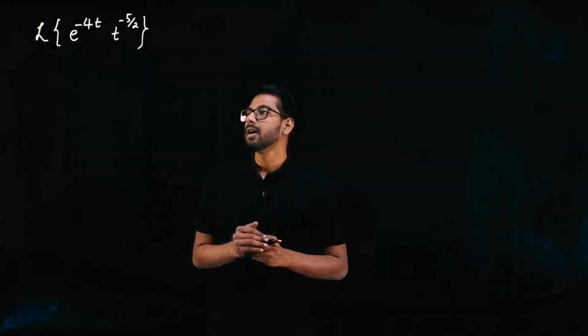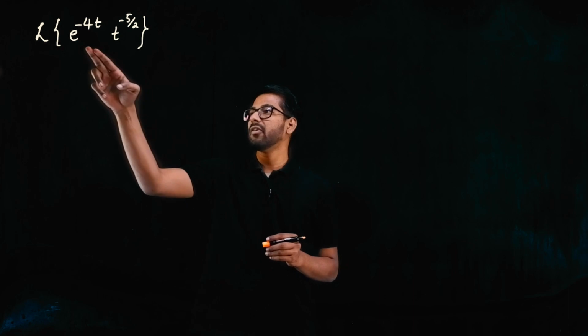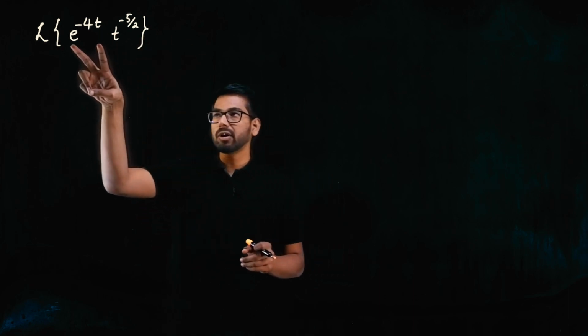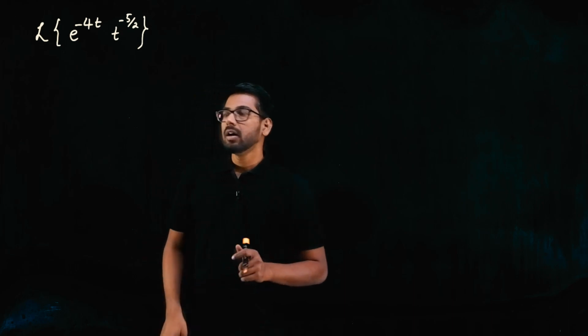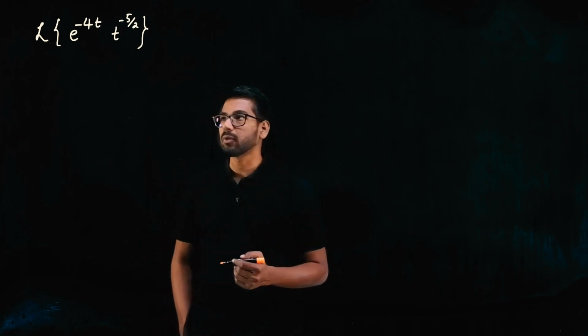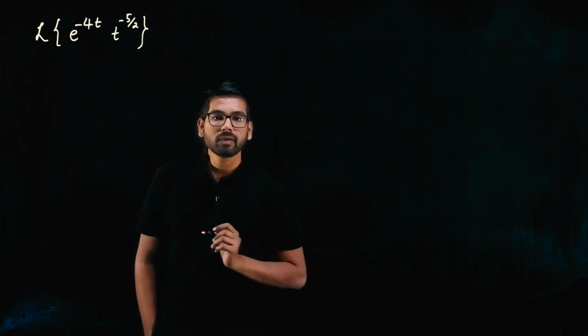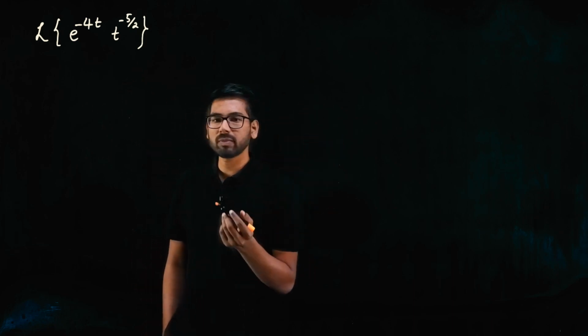Okay, so the question is, find the Laplace transform of e power minus 4t times t power minus 5 by 2. So we have a product of two functions of t here. So we need to use properties of Laplace transform, because we don't have anything similar to this in the table of Laplace transforms. So what is the property?